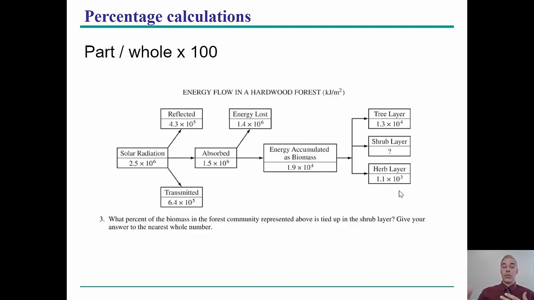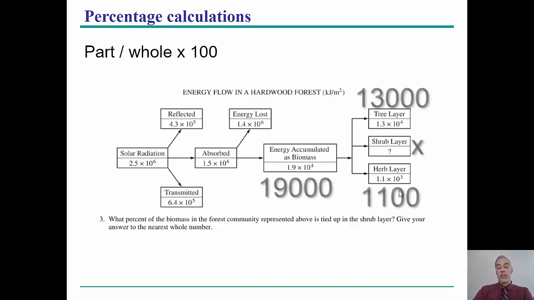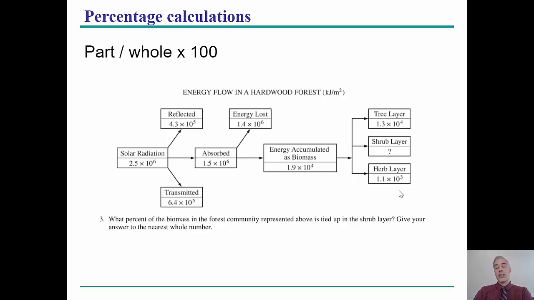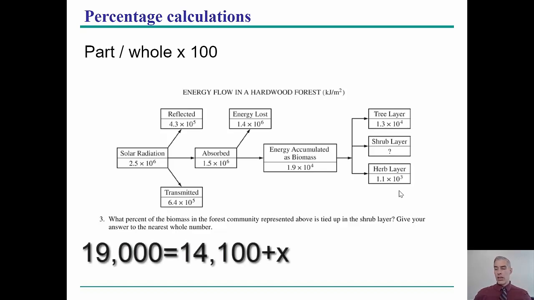What you can do is convert them out of scientific notation if you want to. So it's like 19,000 is the total, which equals 13,000 plus x plus 1100, right? Because 1.1 times 10 to the third is 1100. You then solve for x. And I think this one ends up being, let me do this calculation. I have to do it on my phone real quick.